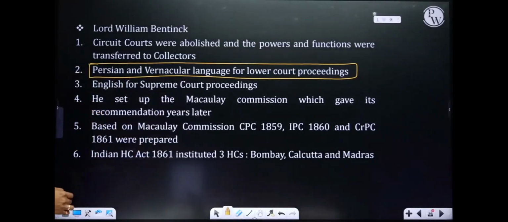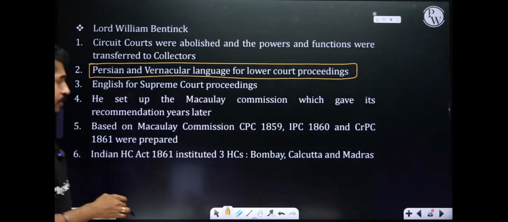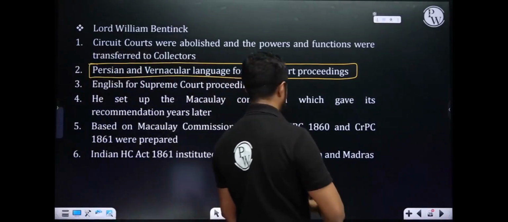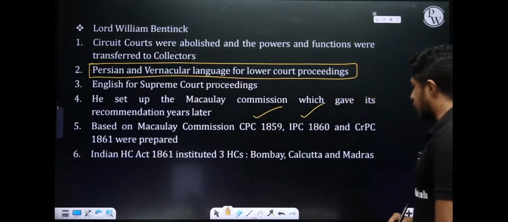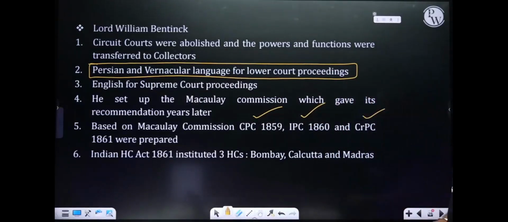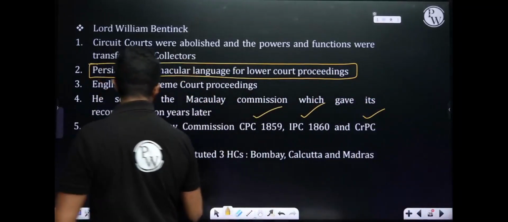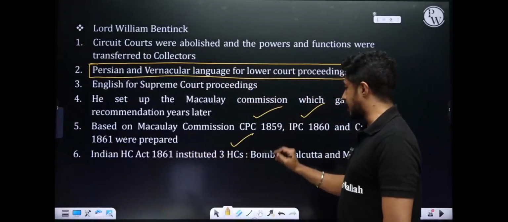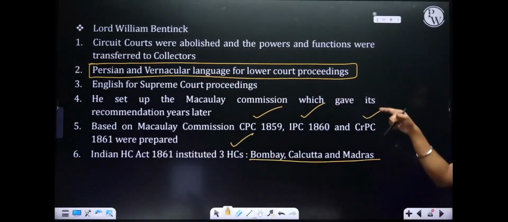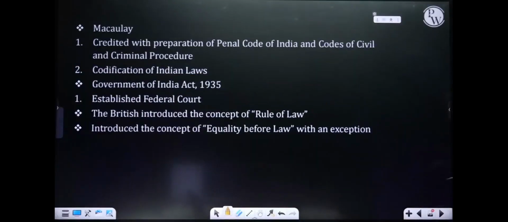He set up the Macaulay Commission, which gave its recommendation years later. Based on the Macaulay Commission, CPC 1859, Civil Procedure Code, Indian Penal Code 1860, Criminal Procedure Code 1861 were prepared, which have all been replaced now. Indian High Court Act of 1861 instituted 3 high courts, Bombay, Calcutta and Madras. Macaulay, credited with the preparation of Penal Code of India and codes of civil and criminal procedure. He codified the Indian laws.